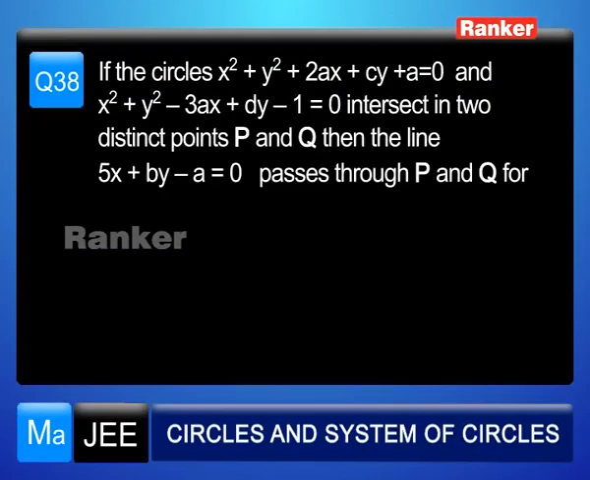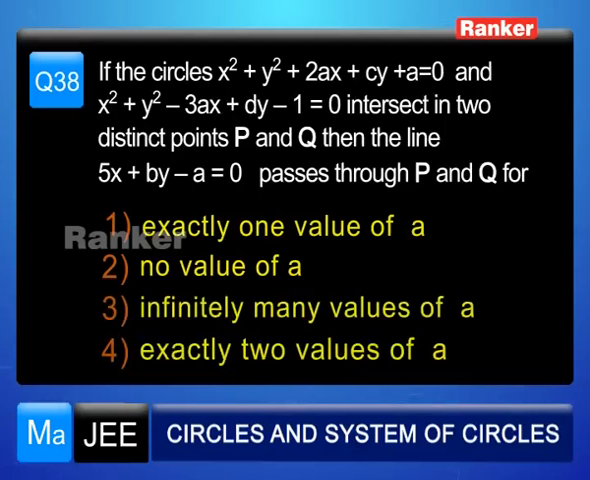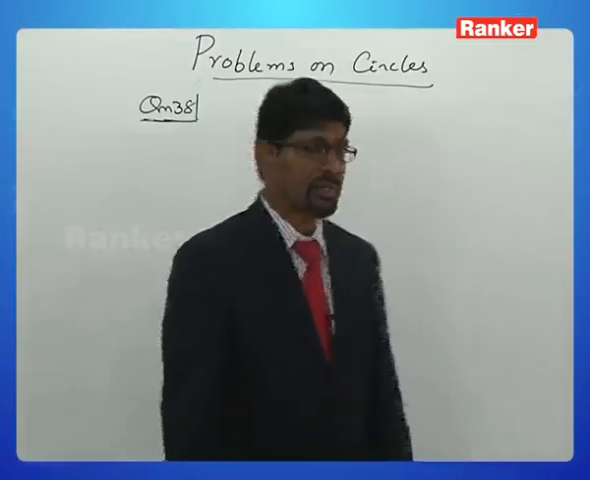If the circles x square plus y square plus 2ax plus 2cy plus a equals to 0 and x square plus y square minus 3x plus dy minus 1 equal to 0 intersect in 2 distinct points P and Q, then the line 5x plus by minus a equal to 0 passes through P and Q for, first option, exactly one value of a, second option, no value of a, third option, infinitely many values of a, fourth option, exactly 2 values of a. So let's have a look at this question.